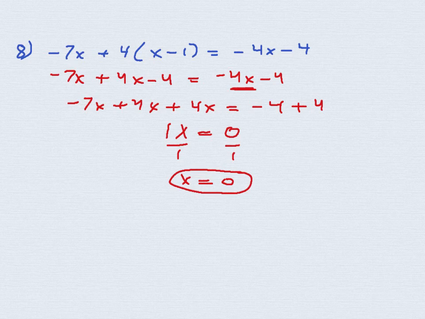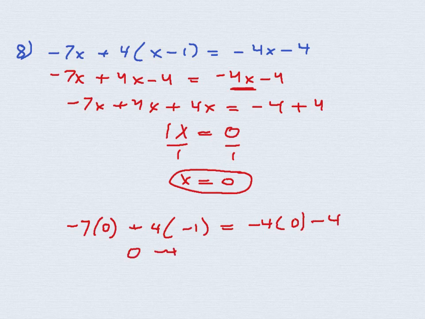If you go back up to your original equation, put a 0 everywhere there's an x, you're going to get negative 7 times 0, plus 4 times 0 minus 1, which is minus 1. The right hand side you're going to have minus 4 times 0 minus 4. So you're going to get 0 minus 4, which is minus 4. On the right hand side you're going to get 0 minus 4, which is minus 4.